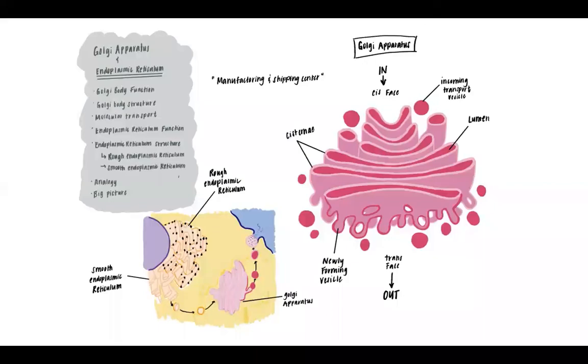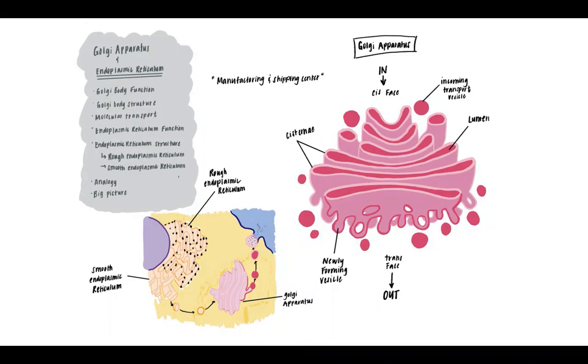Hello, today we are going to be talking about two of the organelles, the Golgi apparatus and the endoplasmic reticulum. The Golgi apparatus is considered the manufacturing and shipping center of eukaryotic cells. It is responsible for manufacturing, warehousing, and shipping certain cellular products, particularly those from the endoplasmic reticulum, or the ER.